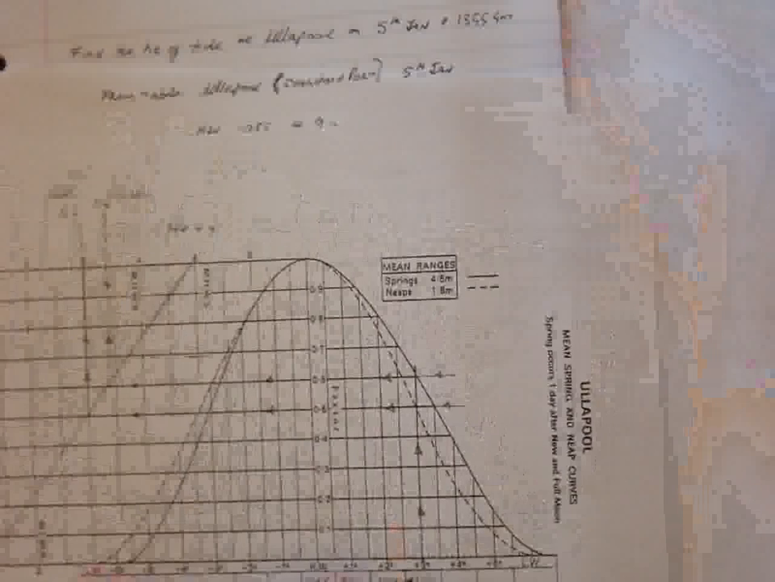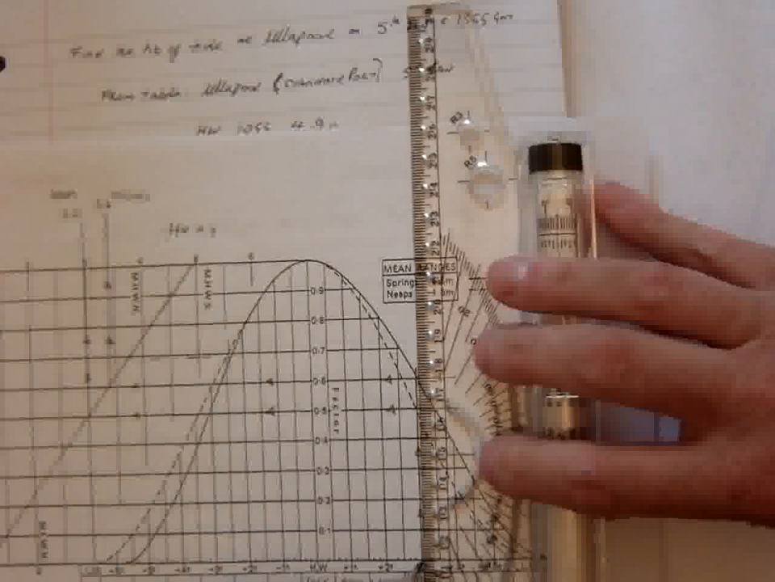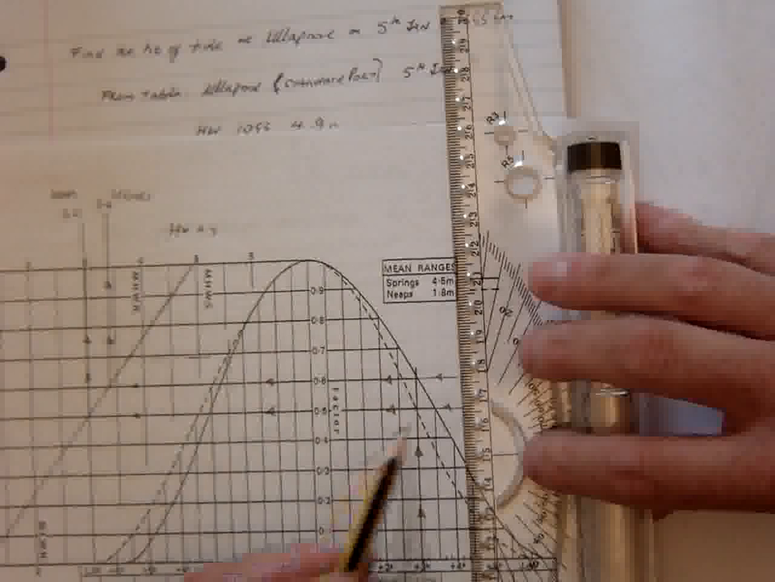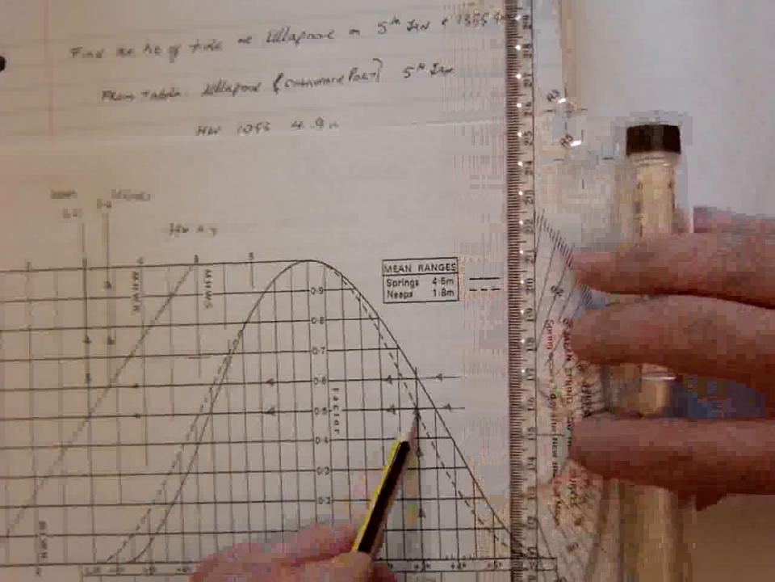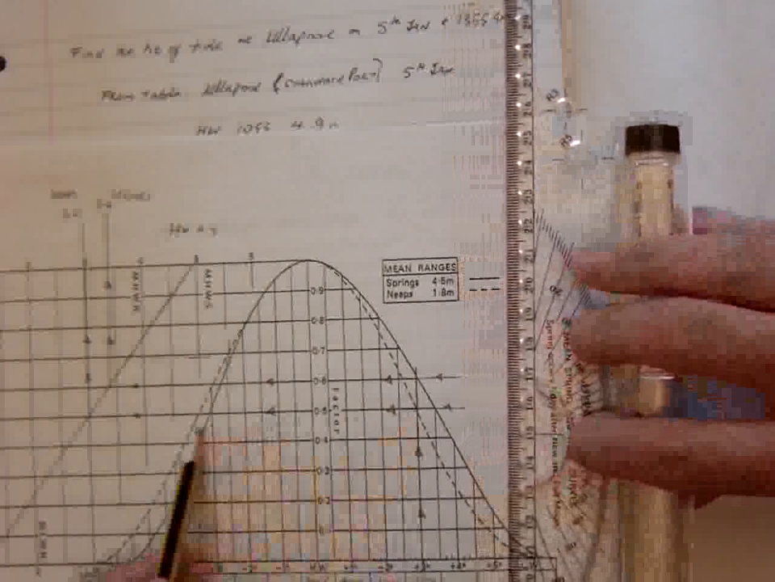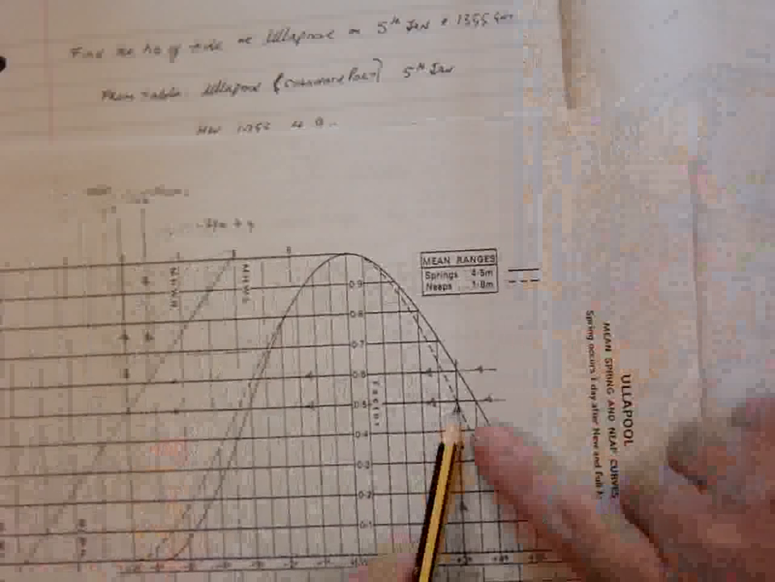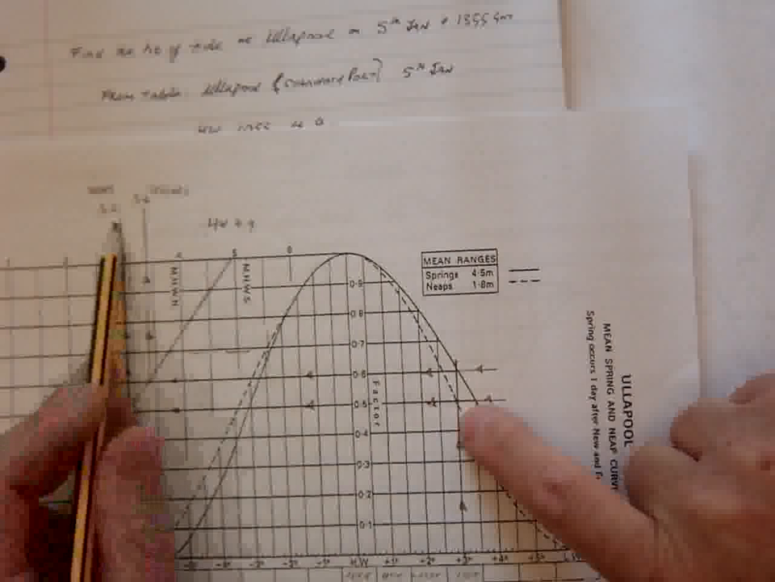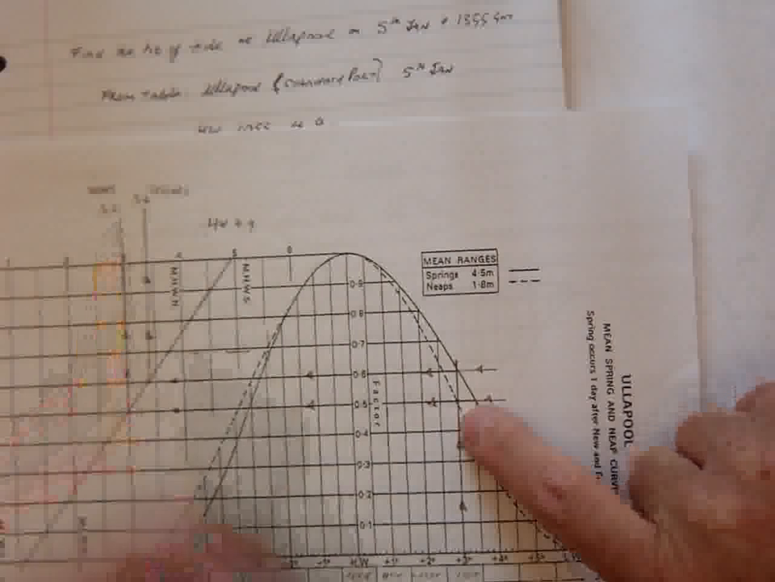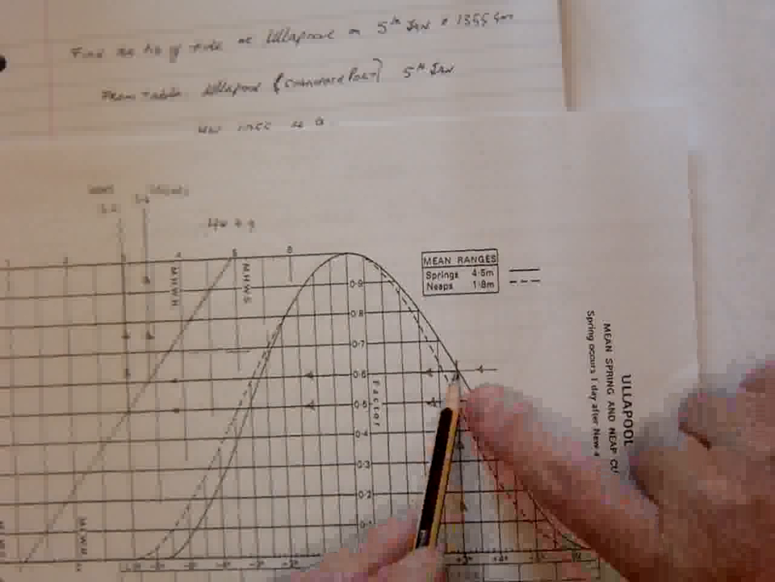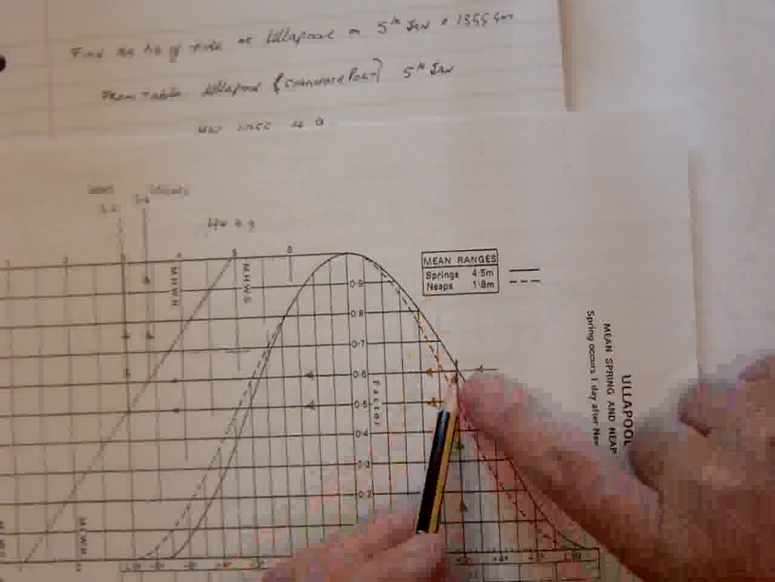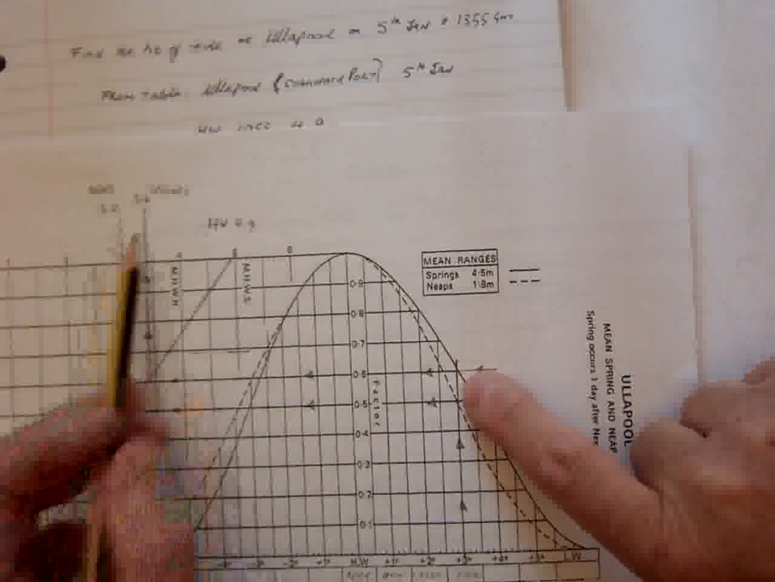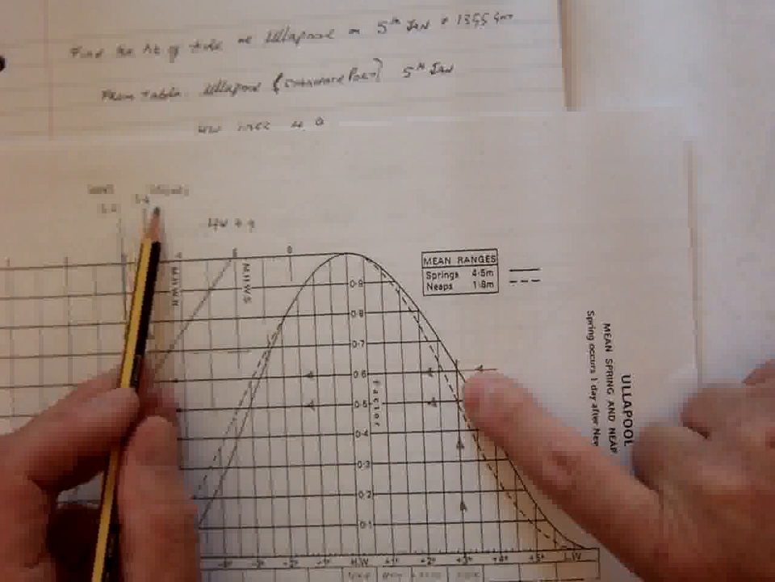Anyway, we're at 1355, so we go straight up the 1355 line, and I've indicated it with arrows. And then where we hit the neap curve, we go across to our tide line, and then straight up to get a value, and we get 3.0 for that. And then again we go straight up to the spring curve, go straight across to the tide line, vertically up, and that gives us a value of 3.4 for springs.